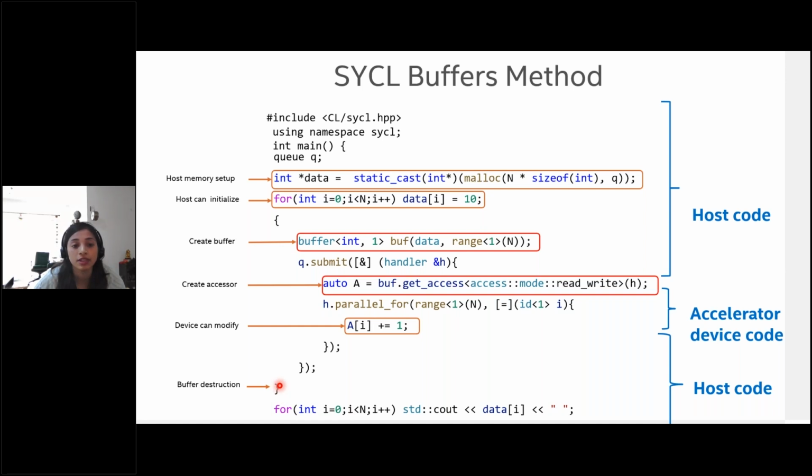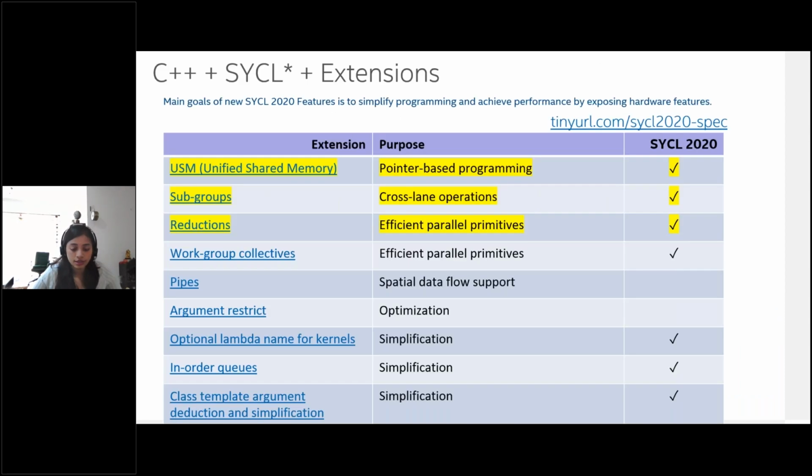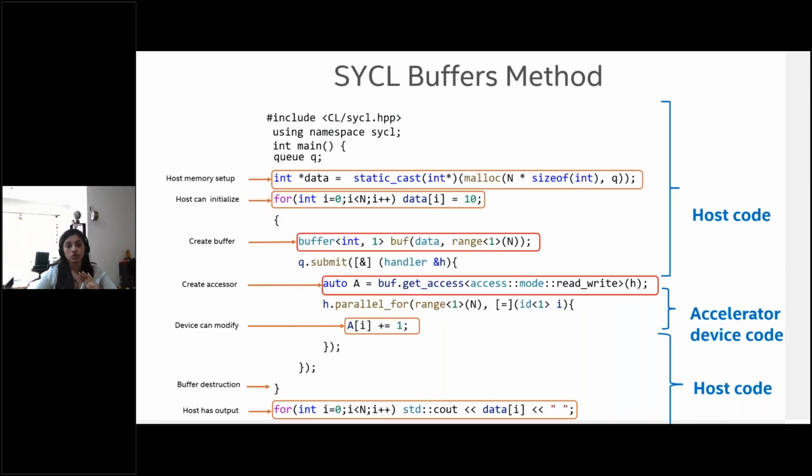So this means the buffer is destructed. Before the buffer is destructed, it will copy back all the data to the host. And this is, as you know, just printing out the data available in the host and then freeing the data. So this is, in short, the traditional way of how you write a SYCL code. As you can see, there are many new syntaxes and many new methodologies that need to be used to make the code available across hardware and across our host and device.